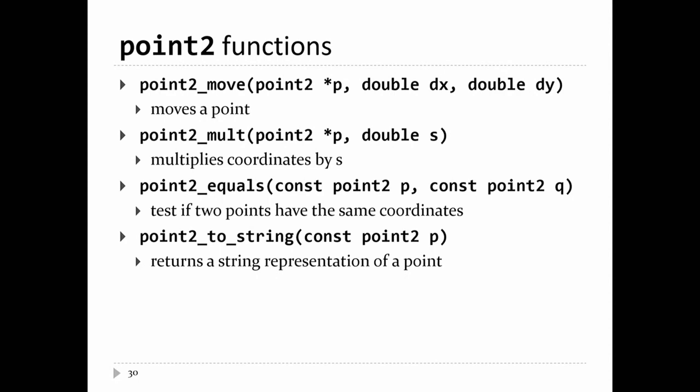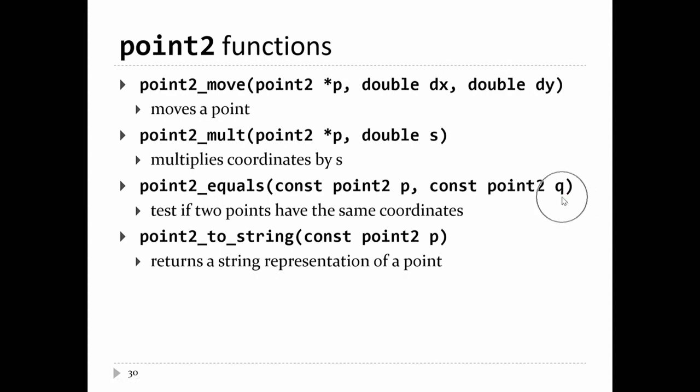Point2_mult takes a point that's pointed at by P and multiplies the coordinates of the point by S. Equals tests if two points are equal. This is the first time that we've seen const, I think. You can mark a variable as being const when you declare it. In this case, we don't have a pointer to a point2, we actually have a point2 struct. Saying that this point2 P is const says that you cannot change the state of P. If you try to change the x or y coordinate of P inside this function, the compiler will emit an error, saying you're trying to change the state of a const object. And the same is true here.